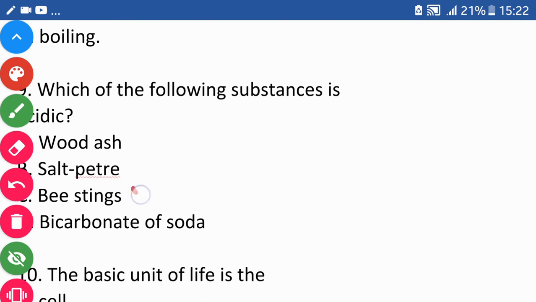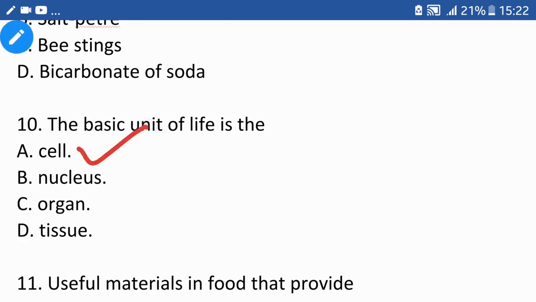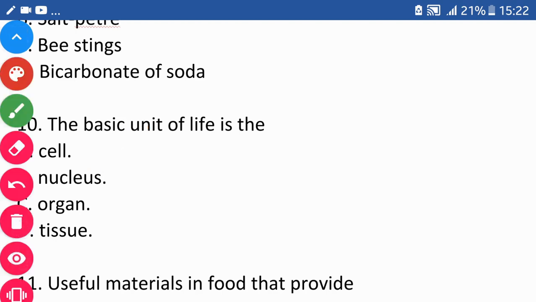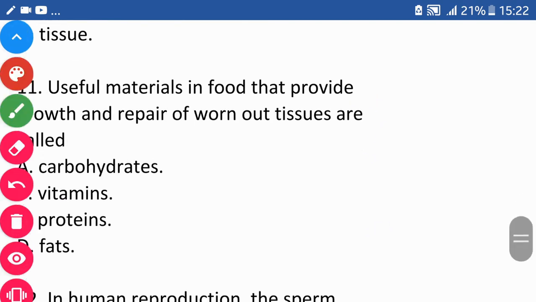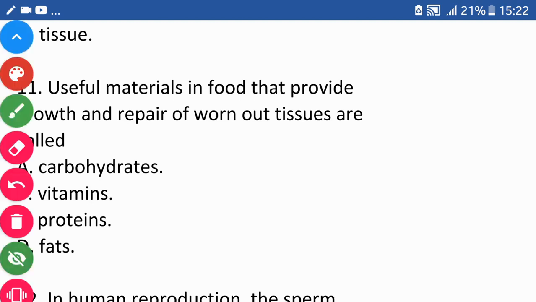Bee sting is acidic. The basic unit of life is the cell. So A, basic unit of life, cell. So the next one: useful materials in food that provide growth and repair of worn out tissues are called proteins. So C, proteins.